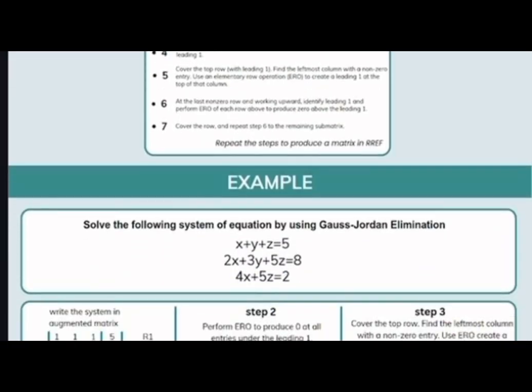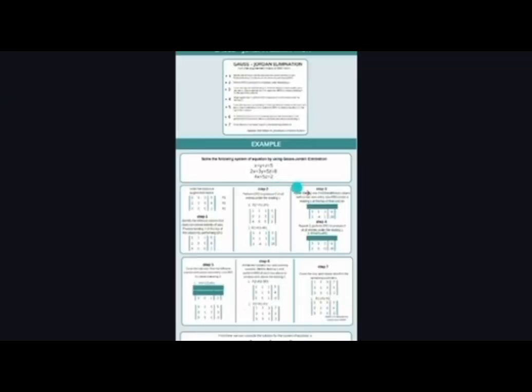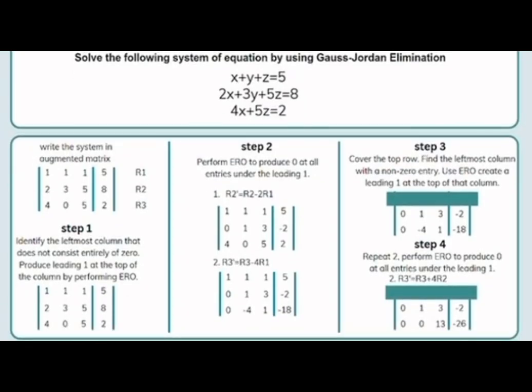So the example here, we need to solve the following system of equations by using Gauss-Jordan elimination, where the system of equations is x plus y plus z equals 5, 2x plus 3y plus 5z equals 8, 4x plus 5z equals 2. The first thing we need to do is to turn the system of equations into the augmented matrix. So we write it as here: 1 1 1 5, 2 3 5 8, 4 0 5 2, as the coefficients of all the variables. So the first row is R1, the second row is R2, and the third row is R3.